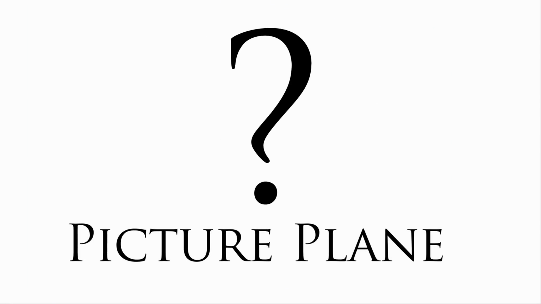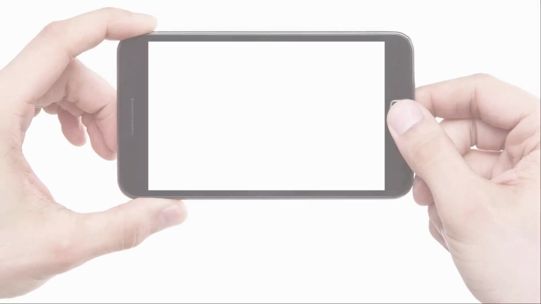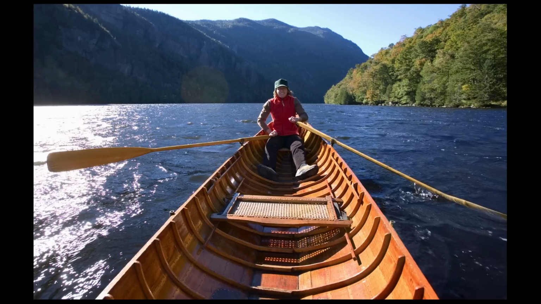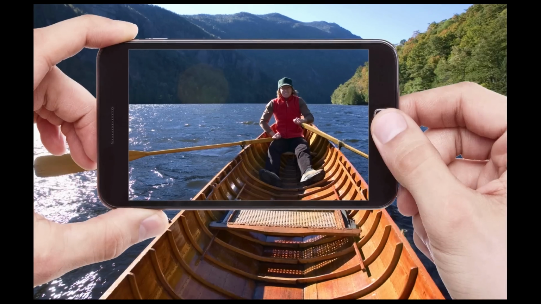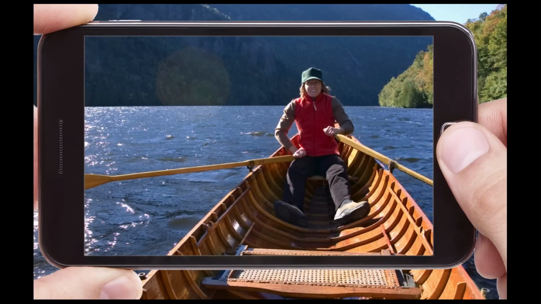Now, in order to answer our question, you need to know what the term picture plane means, okay? We can imagine a picture plane as being almost like a camera viewfinder or a TV screen that you see the world through. Imagine for a moment the screen of your smartphone as you take a photo. Now zoom in on your screen until the edges reach the edges of your peripheral vision. That's kind of what looking through a picture plane is like.